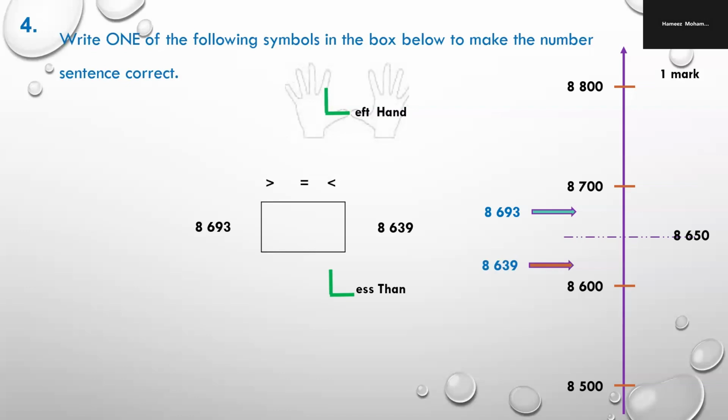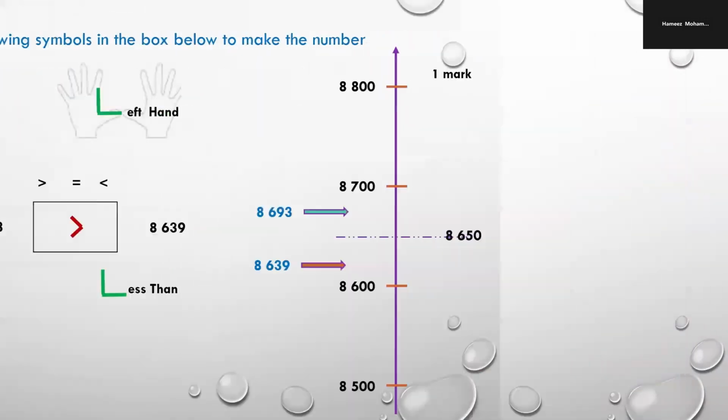So if we compare the two, 8,693 is more than 8,639. That's good. Now let's go on to the next one.